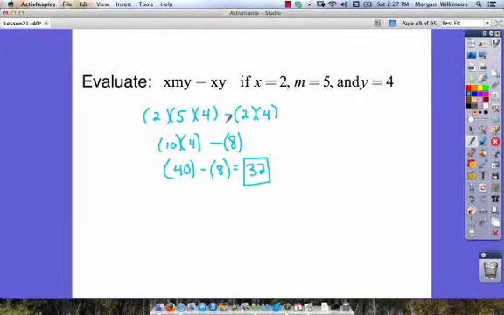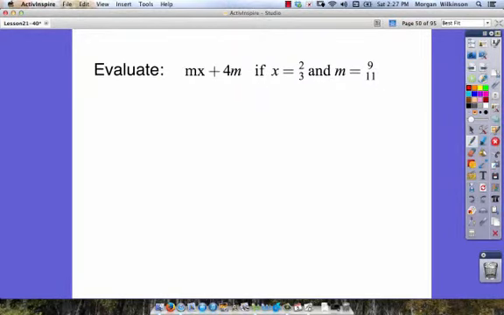Again, the key part was to use those parentheses when we substitute our known values in for our variables in order to evaluate. We've got one more example today. Here we want to evaluate. And this time, you can see we have fractions. Now the division bars didn't show up very well there, but we have 2/3 and 9/11.